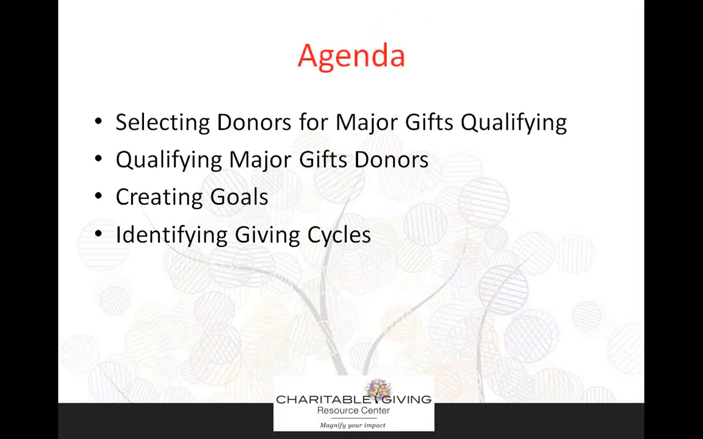So the agenda is, how do you select donors for major gift qualifying? What are some of the things you look at to say, all right, let's see if they qualify as a major gift donor? Once you understand who that pool is, then how do I qualify them as a major gift donor? How do you create goals in respect to selecting these and then cultivating those relationships? And then identifying some giving cycles, because many of you may or may not understand that there are different things that people will do when it comes to giving to your organization that it's always really good to keep an eye on.